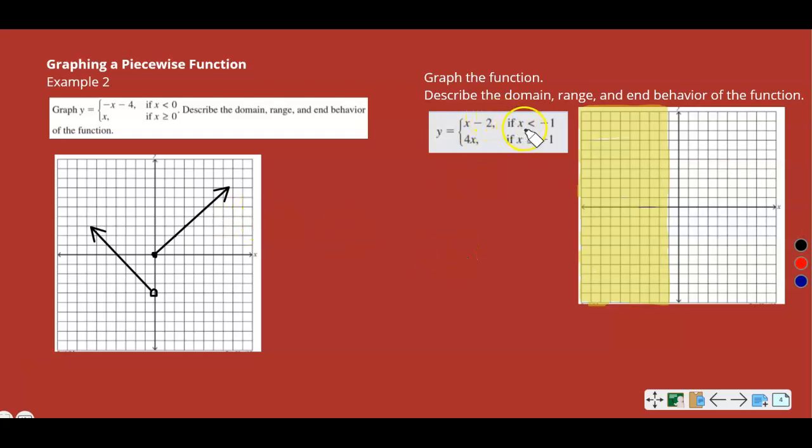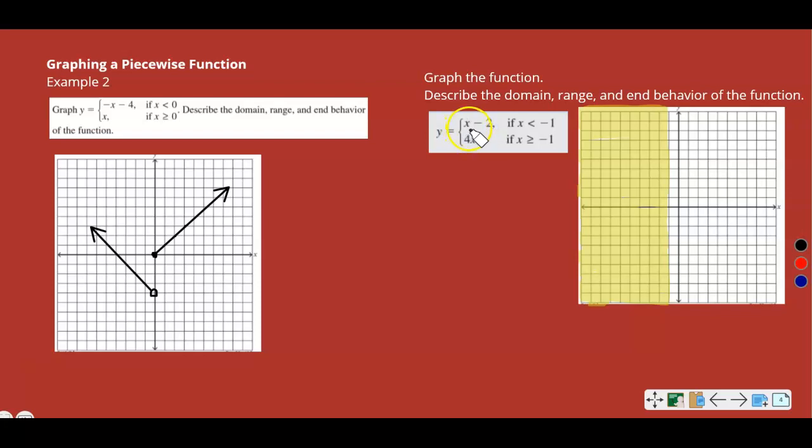This one is going to be x less than -1 or x greater than or equal to -1. So you can see here is the y-axis again, and I've highlighted everything on the left. So the top function where it says x less than -1, I'm only going to graph this in the highlighted part. Okay, so let's get started.